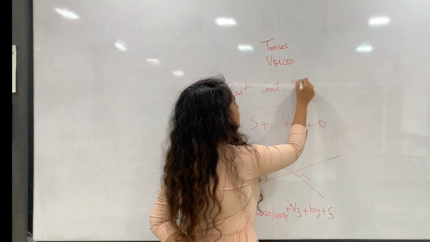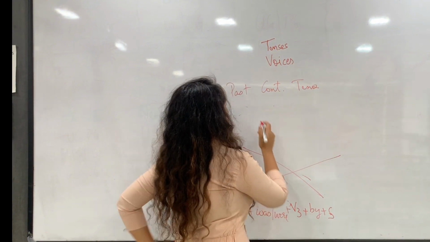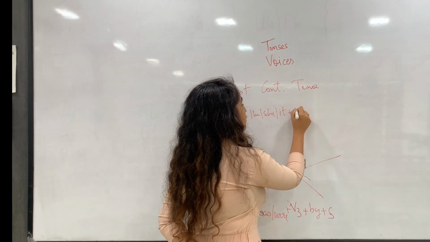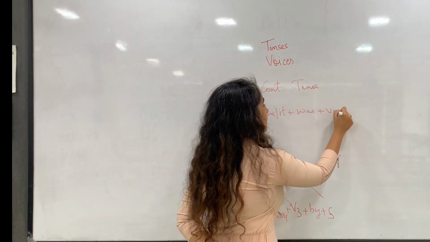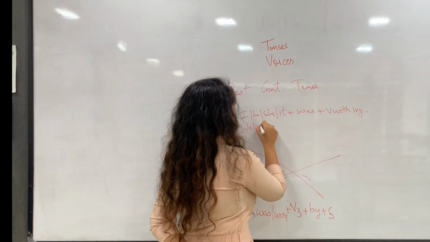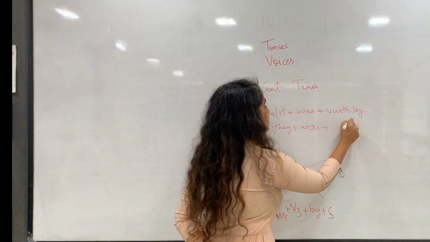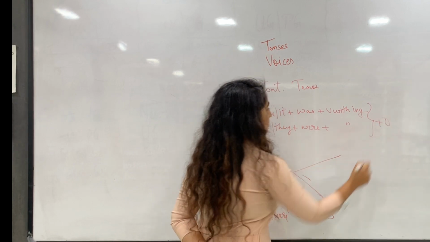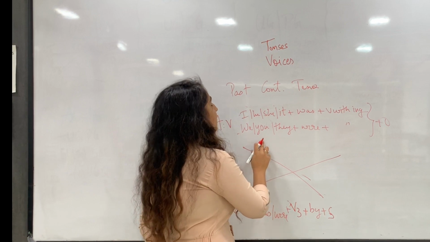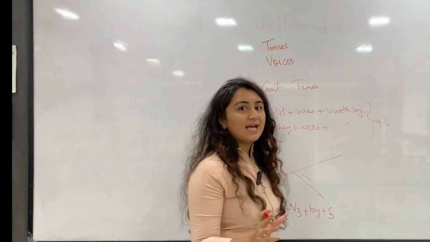Past continuous tense. With singular subjects, you use was plus verb with ing. With plural subjects, you use were plus verb with ing plus object, of course. Okay. When do you use this tense? When some past activity was going on.